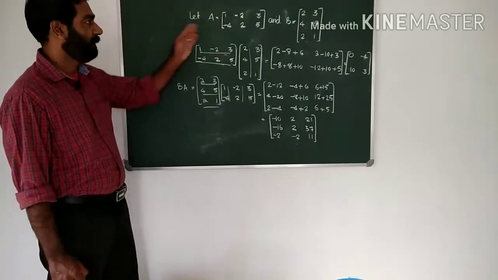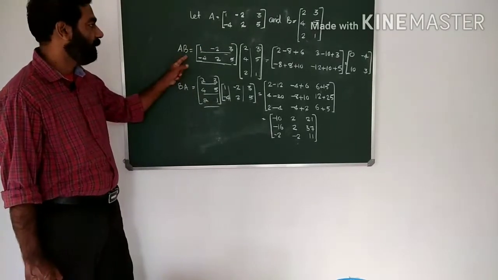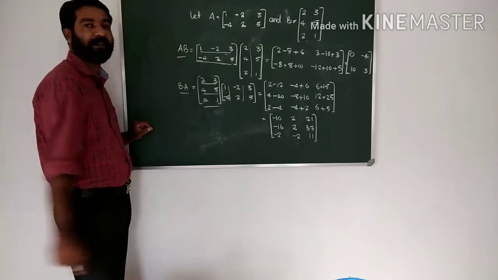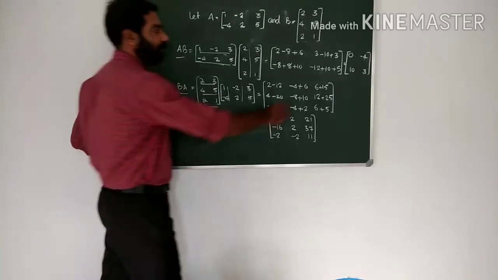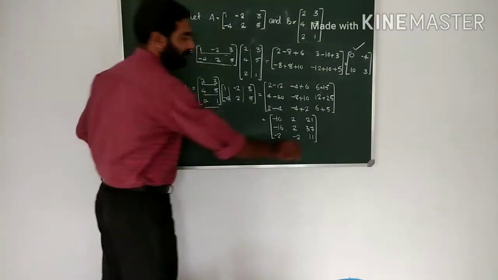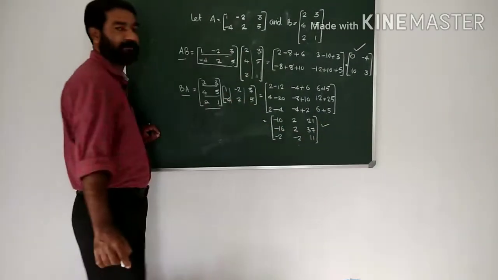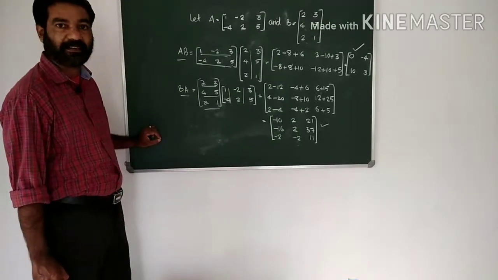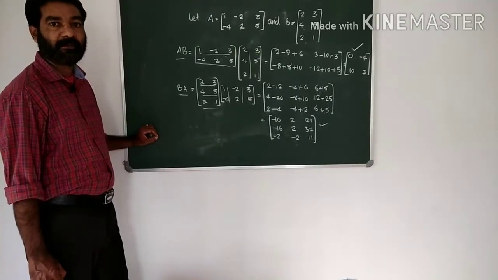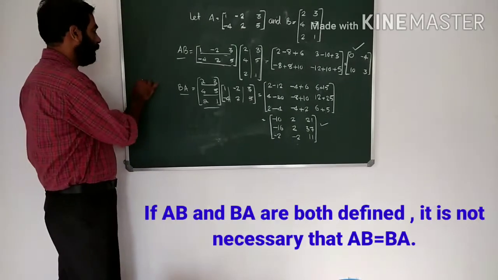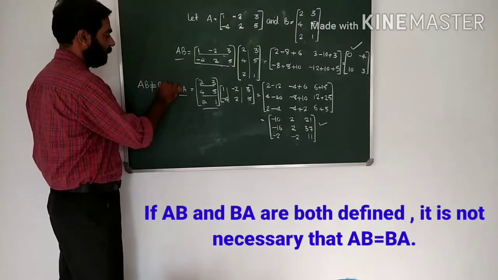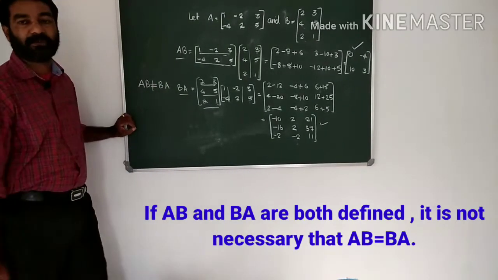In this particular example, AB is defined, and BA is also defined. See the answer. This is AB, a 2 by 2 matrix. This is BA, a 3 by 3 matrix. Surely, it is very clear that AB and BA are not equal. So you have to remember that if both AB and BA are defined, AB is not necessarily equal to BA.